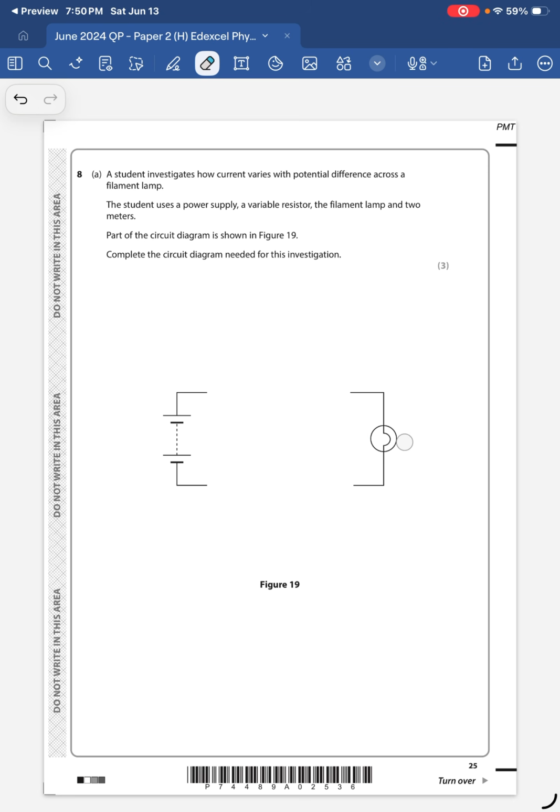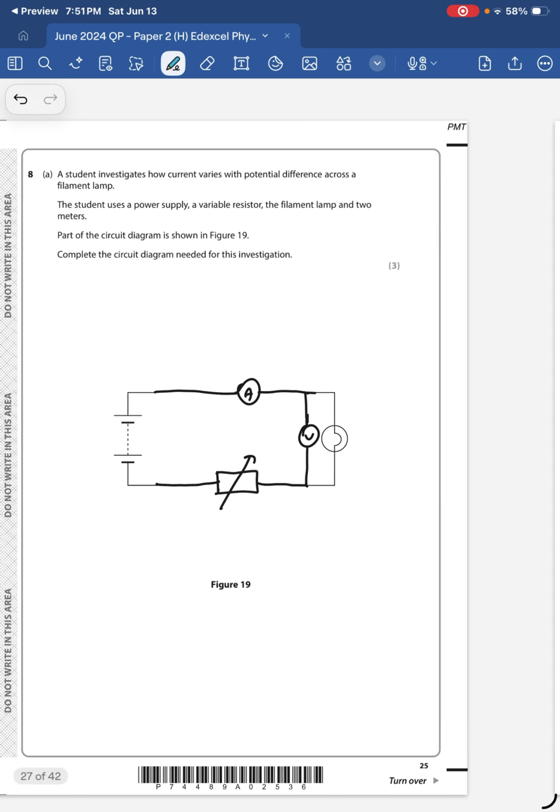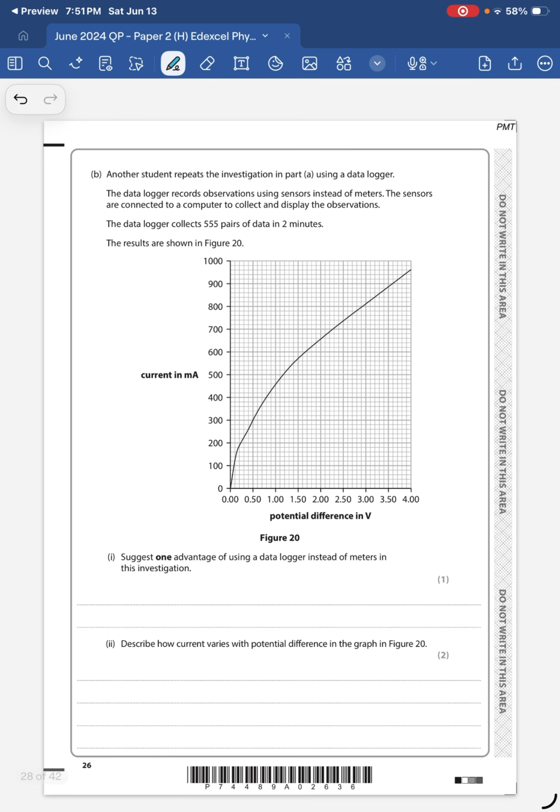Okay, so I assume that's the lamp. Okay, so we need a voltmeter, an ammeter, and a variable resistor. So we can put the variable resistor here in series with the lamp. Okay, we can connect an ammeter to measure the current and a voltmeter here across the lamp to measure the voltage. So that's the voltmeter. Okay, so this looks okay. This awards 3 marks. Okay, that's a lot, I think. Let's move on. B.